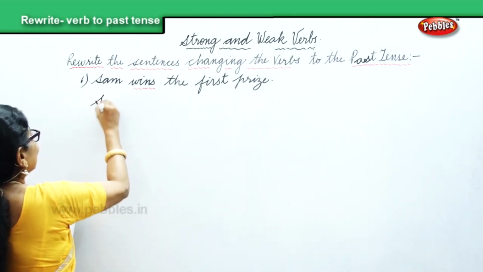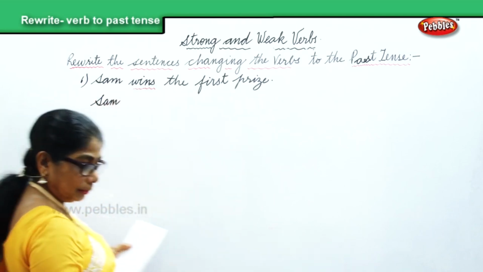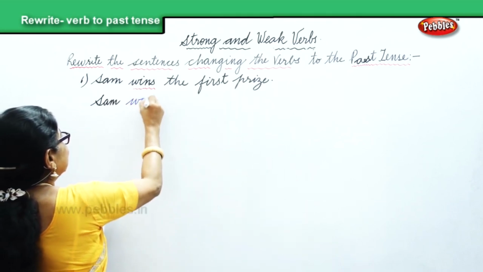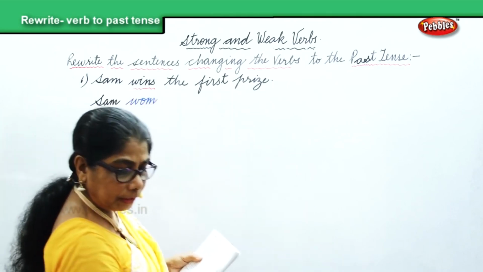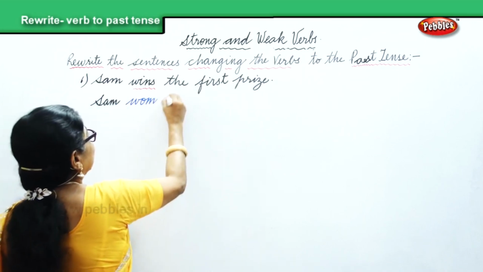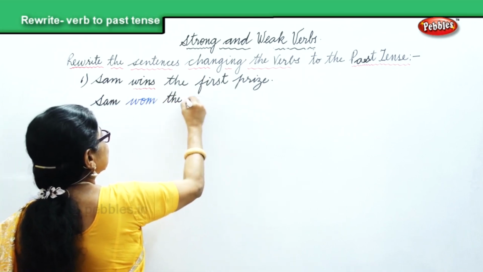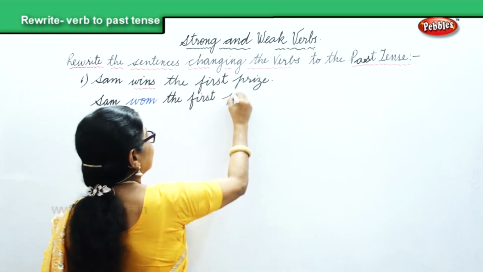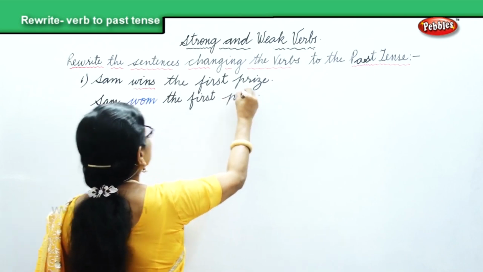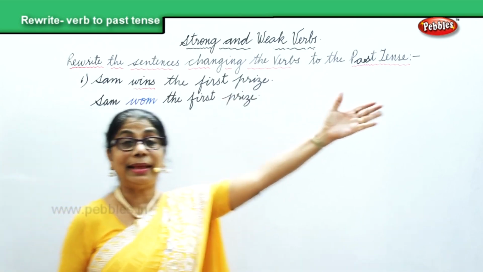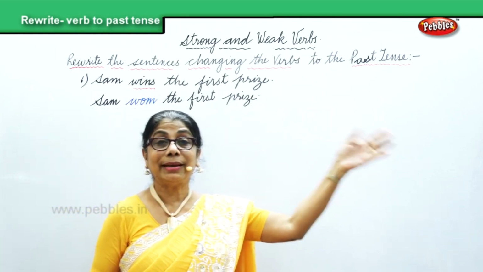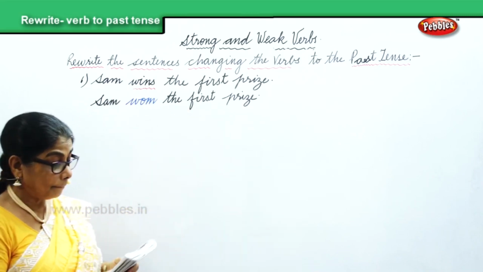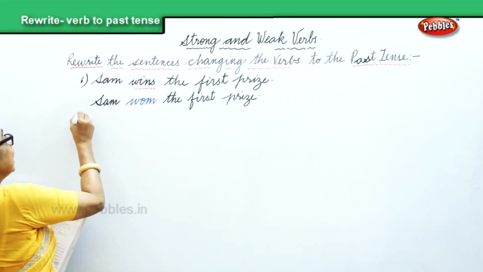Sam won. Win becomes past tense won. Sam won the first prize. The present tense we have, Sam wins. In the past tense, Sam won the first prize. Okay. Another sentence for you.